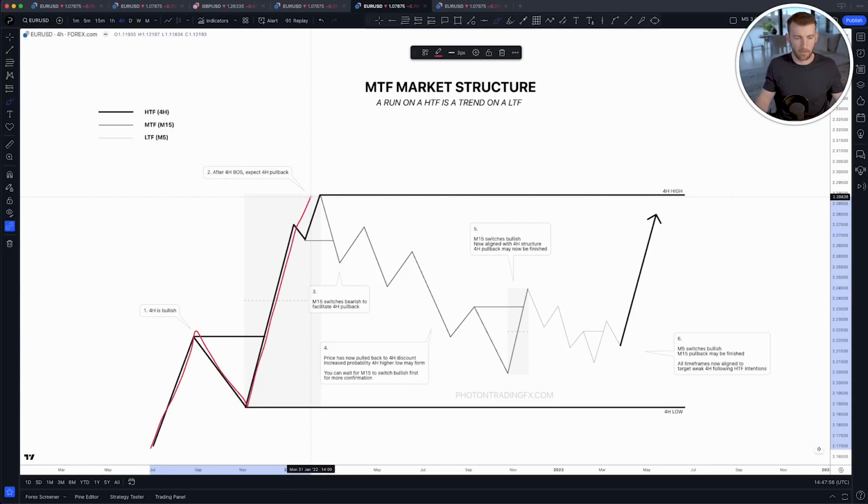We get a 4-hour BOS to the upside, okay? What do we expect after a 4-hour BOS? We expect a 4-hour swing pullback. Okay, so we know that. We know our 4-hour range is bullish. These two red lines, this is our 4-hour range we're working within.